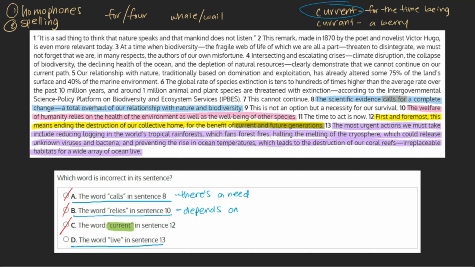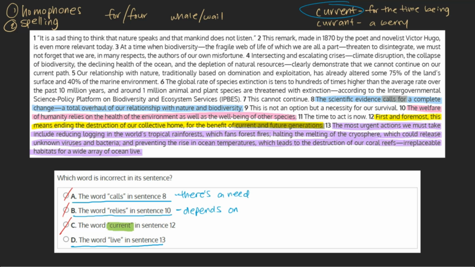The most urgent actions we must take include reducing logging in the world's tropical rainforests, which fans forest fires, halting the melting of the cryosphere, which could release unknown viruses and bacteria, and preventing the rise in ocean temperatures, which leads to the destruction of our coral reefs, irreplaceable habitats for a wide array of ocean life.